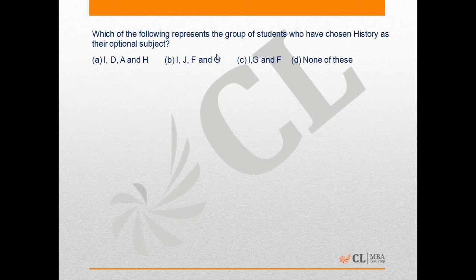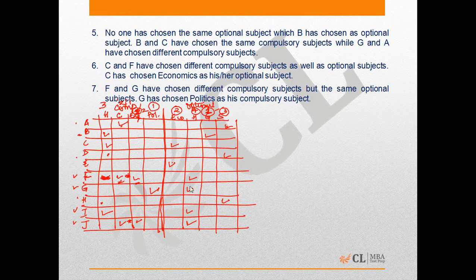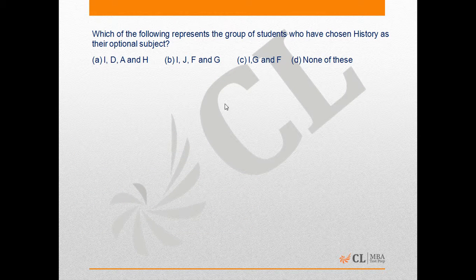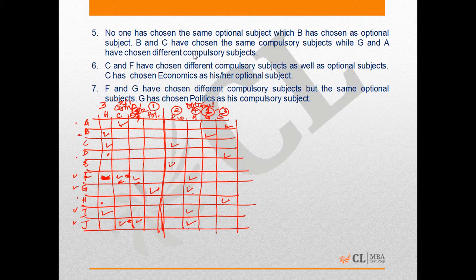And which of the following represents the group of students who have chosen history as their optional subject? History as their optional subject is being chosen by F, G, I and J. This is the option number B. So this will take some time. The first 5 to 7 minutes can be devoted to reading the statements and drawing this table. And once this table has been drawn, the remaining questions can be done within 30 seconds.